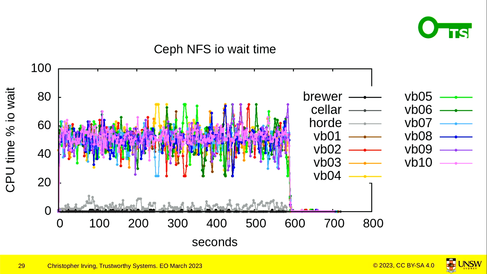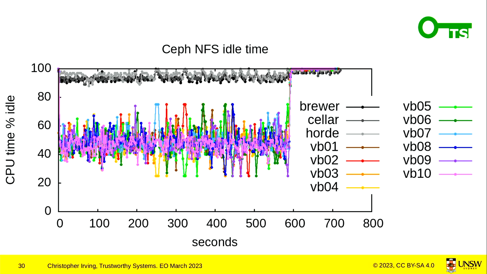And for Ceph mounted over NFS, interestingly, like DRBD mounted over NFS, it's holding around the sort of 50% region. It's just more jagged. Ceph seems like it's a bit less consistent in the time spent on I/O wait than DRBD is. But it is holding around the same area, and I think that commonality is related to the fact that both of these are exporting over NFS. The idle time, again, basically a mirror of the I/O wait time.